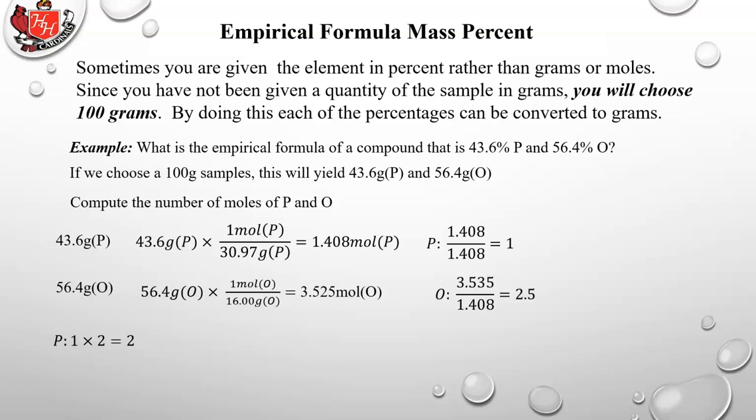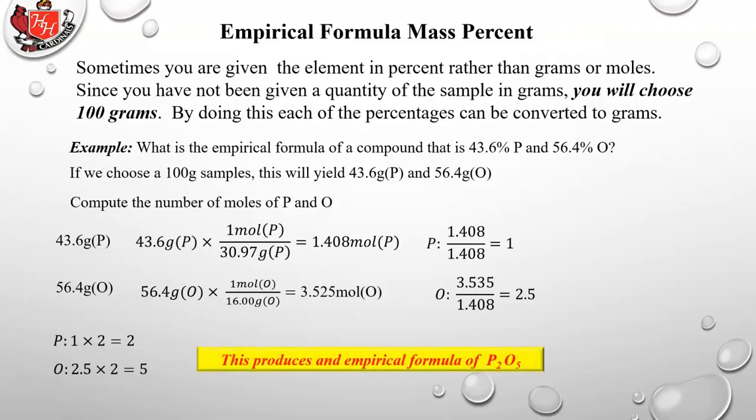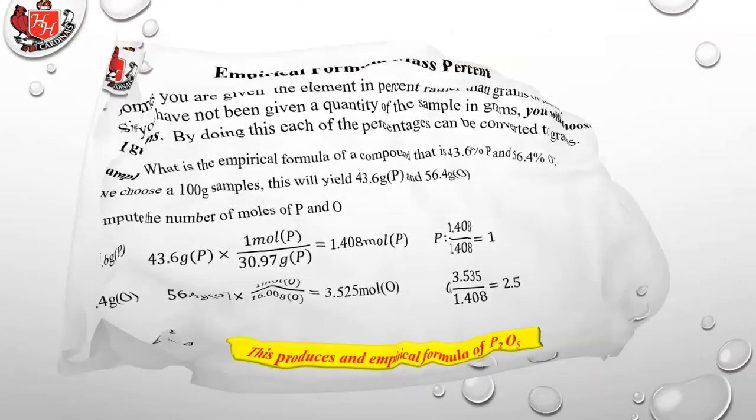So those would be your subscripts, but since 2.5 is not a whole number, you're going to multiply it by 2. And you're going to multiply the 1 by 2. You have to multiply both of them by the same factor. And you end up with phosphorus at 2 and oxygen at 5. And so this produces the empirical formula of P2O5.